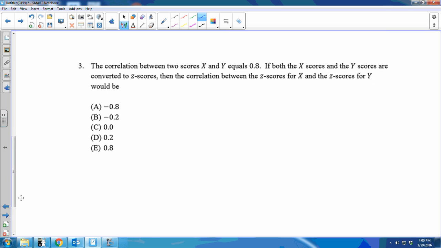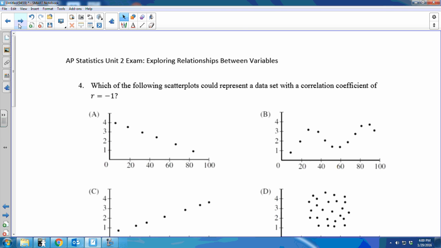Number 3. The correlation between two scores, X and Y, equals 0.8. So r equals 0.8. If both the X scores and the Y scores are converted to z-scores, so we're standardizing everything, then the correlation between the z-scores for X and the z-scores for Y would be the exact same. So it would still be 0.8. There's no math involved. If you have a correlation of 0.8 and you standardize everything, the correlation is still 0.8. End of story.